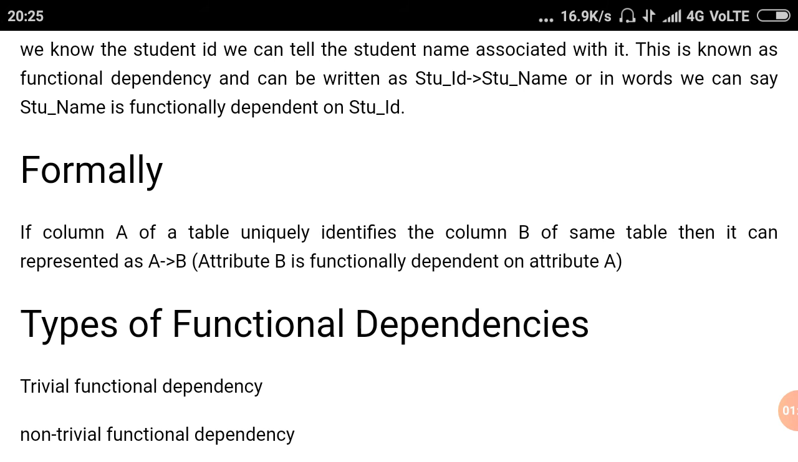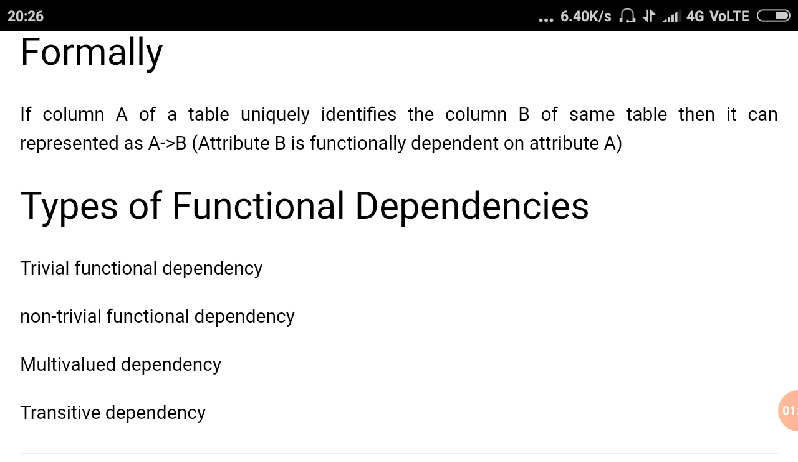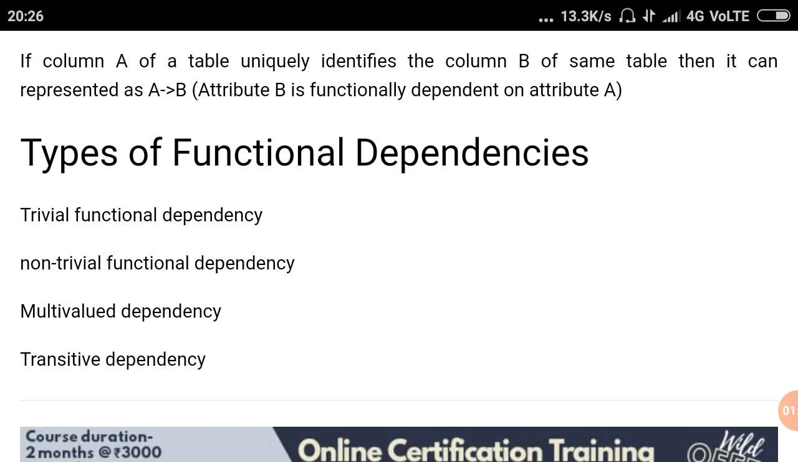Formally, if a column A of a table uniquely identifies the column B of the same table, then it can be represented as A functionally determines B. That means attribute B is functionally dependent on attribute A. We have different types of functional dependencies. We have trivial functional dependency, non-trivial functional dependency, multi-valued dependency, and transitive dependency.